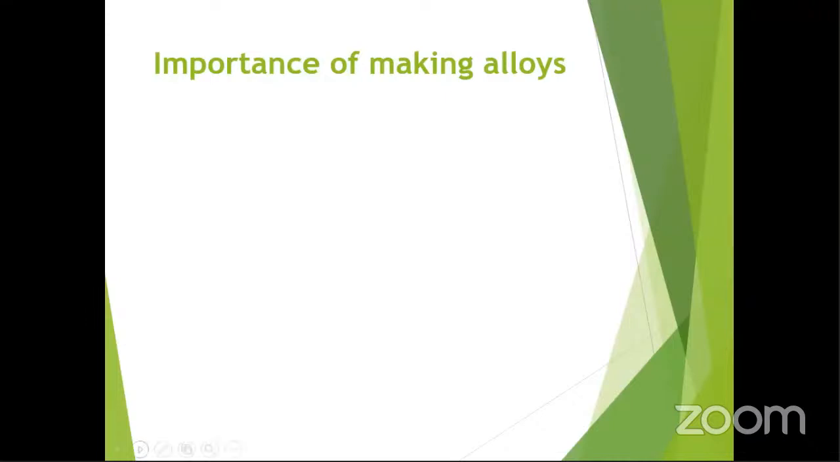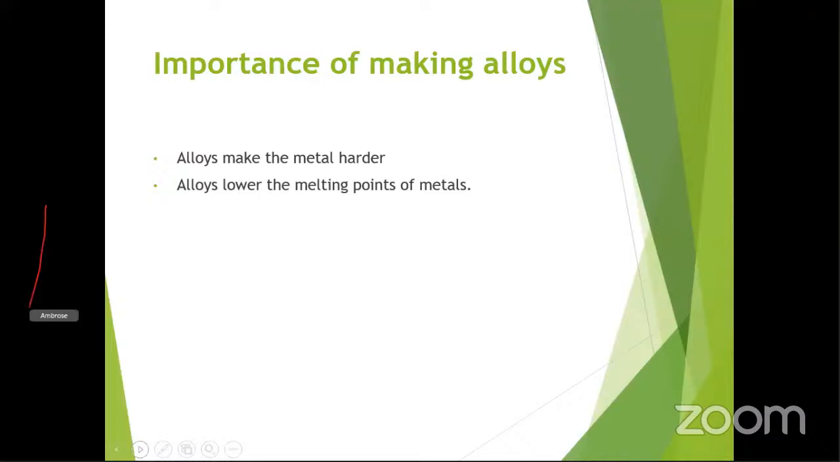Let's take a look at a few of these importance of alloys that we have been talking about. One, it's good you mentioned this one: alloys make the metal harder. When you mix two or more metals, the alloy that you get will be very hard. The other one is alloys lower the melting point of metals. When you heat it, it doesn't melt so easily. It doesn't melt. You just see it moving.